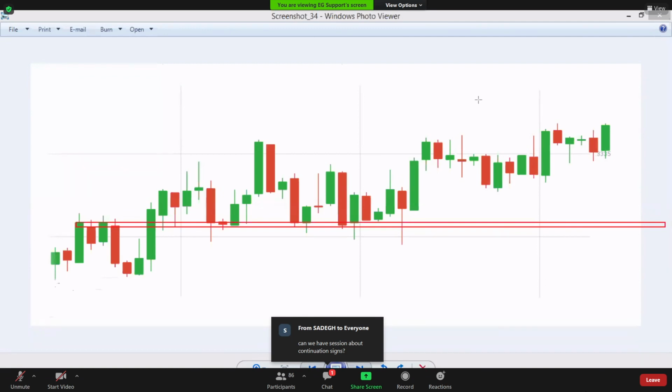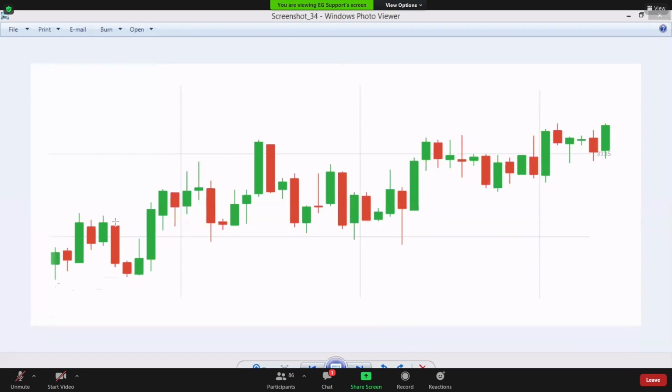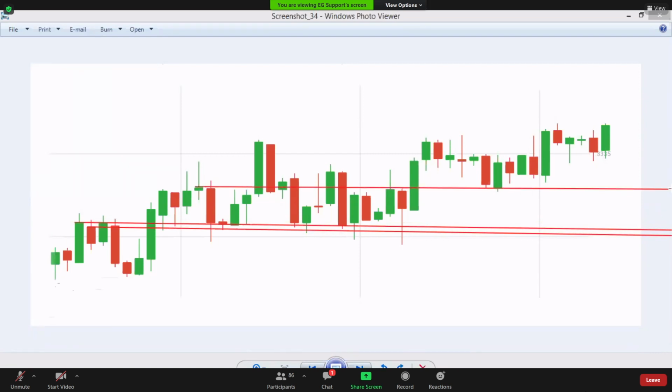Sir, should we include these wicks also in the complete SNR level? No, not the wicks. So try to draw. Okay, I will show you now. There is a closing point of this level, and here also there is a small closing point. So you can draw a level like this. Here it's a closing point, and it's a closing point. This whole area is a level, right? You can draw a level like this.